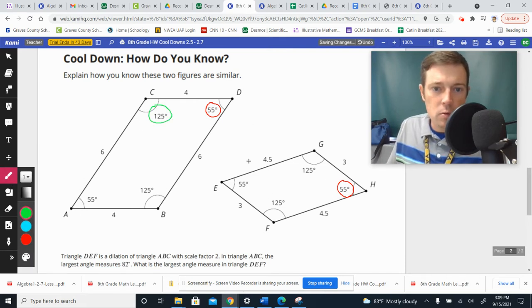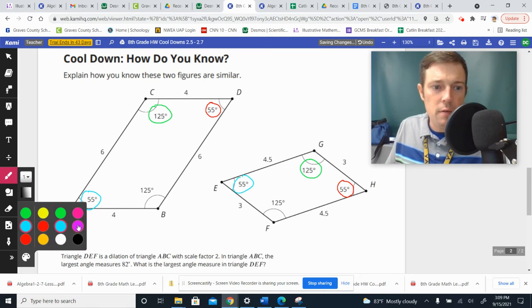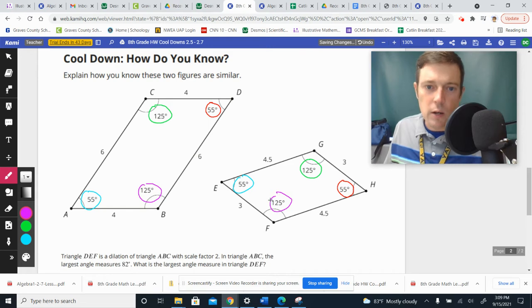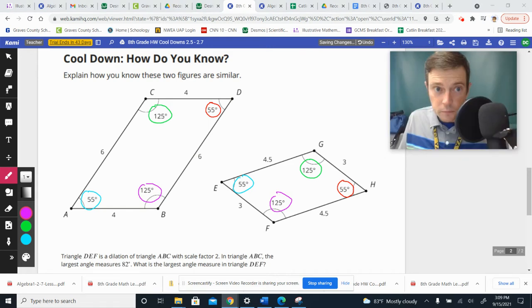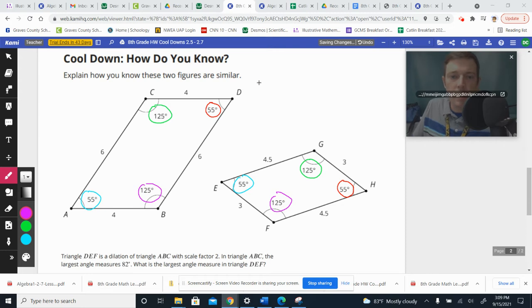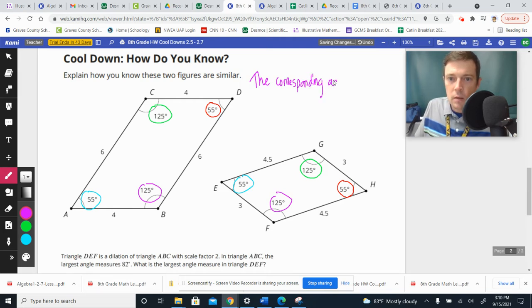And the 125 corresponds with that 125, and the 55 down here corresponds with that one. It looks like all of your angles that correspond are equal. So that's the first thing that you want to write down. How do we know these are similar? Well, we know they're similar because the corresponding angles are all equal. Okay, that's the first part. But we got to also prove that the sides have grown by a common scale factor.